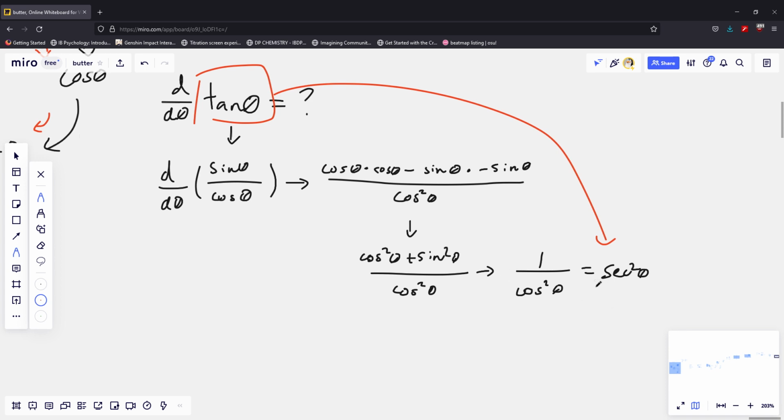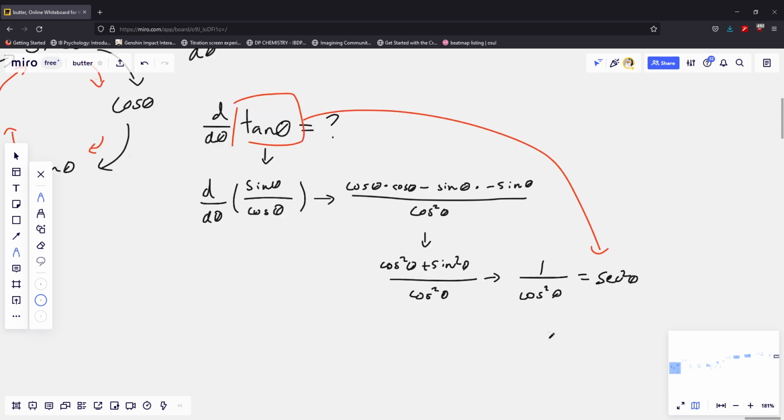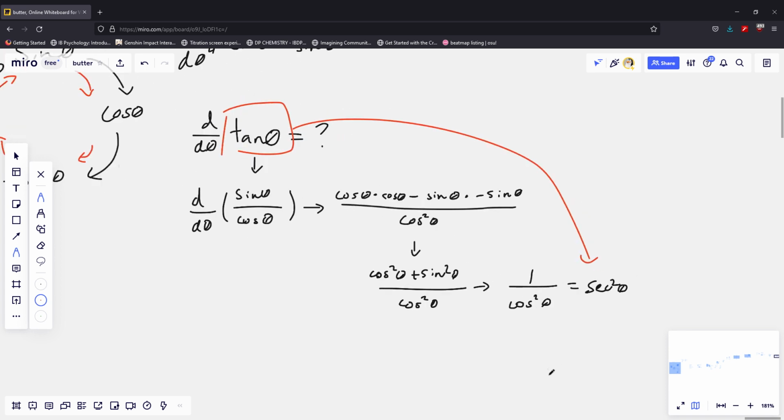And this holds true for any other function. Secant and cosecant are just reciprocals of sine and cosine, and cotangent is just this, but flipped. So this is essentially all you really need to know for trigonometric functions. As long as you know sine and cos, you're good.